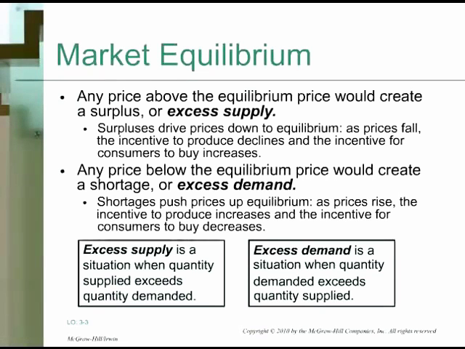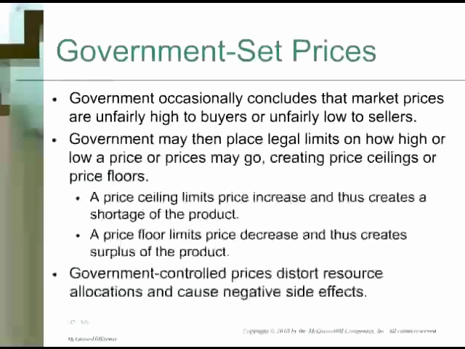Any price below the equilibrium price would create a shortage, or excess demand, when quantity demanded exceeds quantity supplied. Shortages push prices up to equilibrium. As prices rise, the incentive to produce increases and the incentive for consumers to buy decreases.